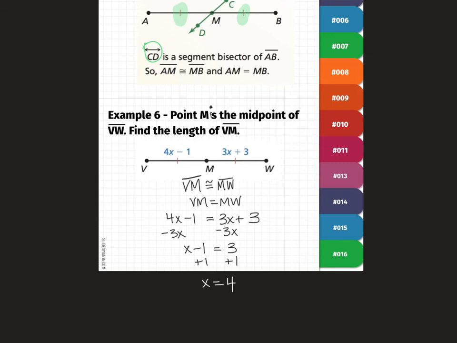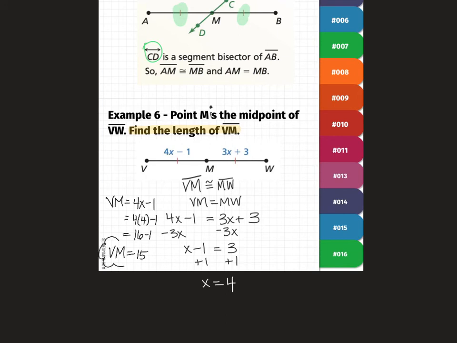Now, what's important here is that you make sure, again, that you read the question. It says find the length of segment VM. So right now, all we know is that x is equal to 4. We now have to find the length of VM. So VM is equal to 4x minus 1. So that's going to be 4 times 4 minus 1, which means that's 16 minus 1. So VM is equal to 15.